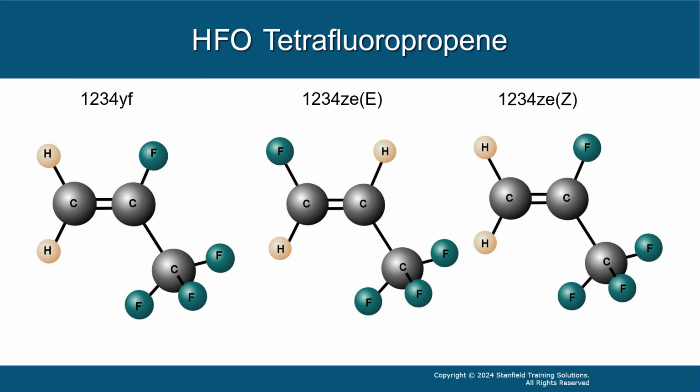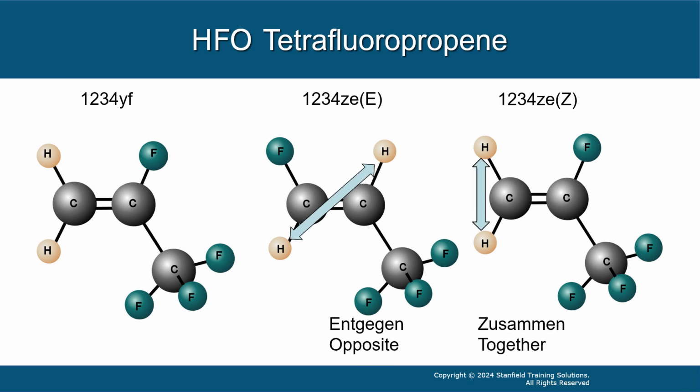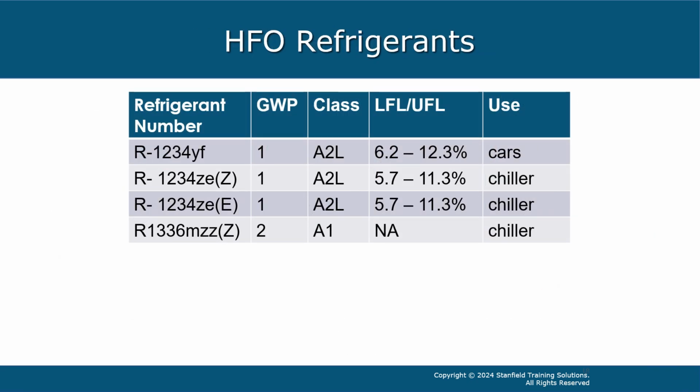You might wonder about the decision to use uppercase E and Z to indicate the hydrogen arrangement. I know I did. It turns out that the letters come from the German entgegen, meaning opposite, and zusammen, meaning together. There are some HFO refrigerants already in use, particularly R1234YF, which most cars use. It is an A2L, meaning that it is somewhat flammable. It is also a major component of R454B.